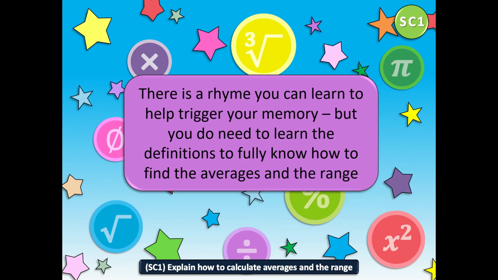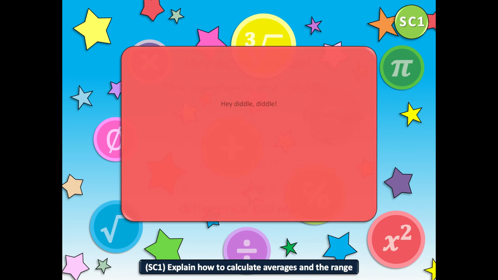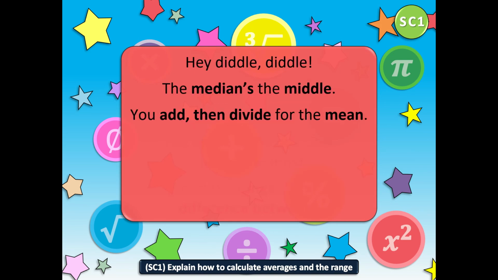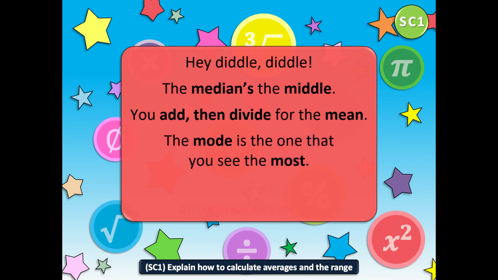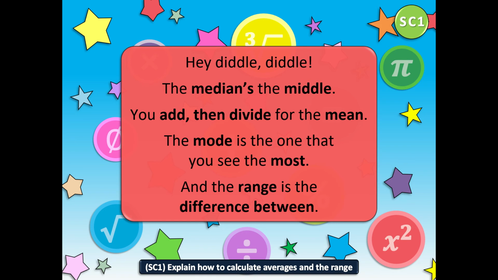Hey diddle diddle, the median's the middle, you add then divide for the mean, the mode is the one that you see the most, and the range is the difference between.